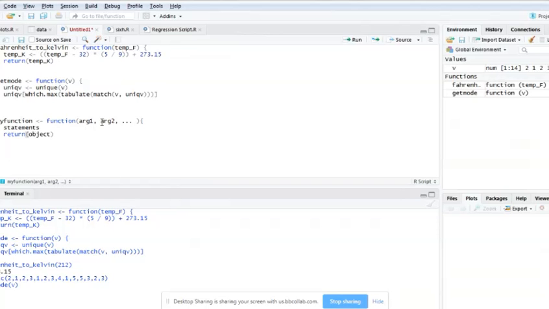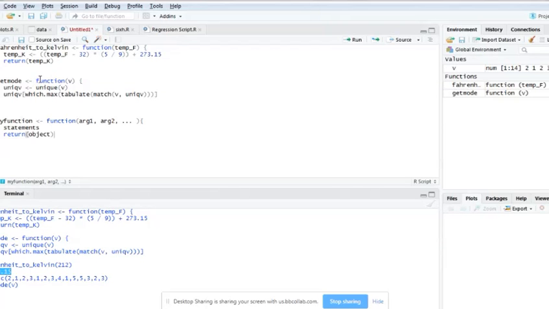This is followed by what you plan to do with that input, and then you return whatever you want out of the function. I put two example functions here. One converts Fahrenheit to Kelvin. We input our temperature in Fahrenheit, represented by the temp underscore F variable, and then we put the function where the statement is, where we want to return temperature in Kelvin with the formula for how to do that. Down here, we put in the boiling point in Fahrenheit, and we can convert it to what it is in Kelvin.